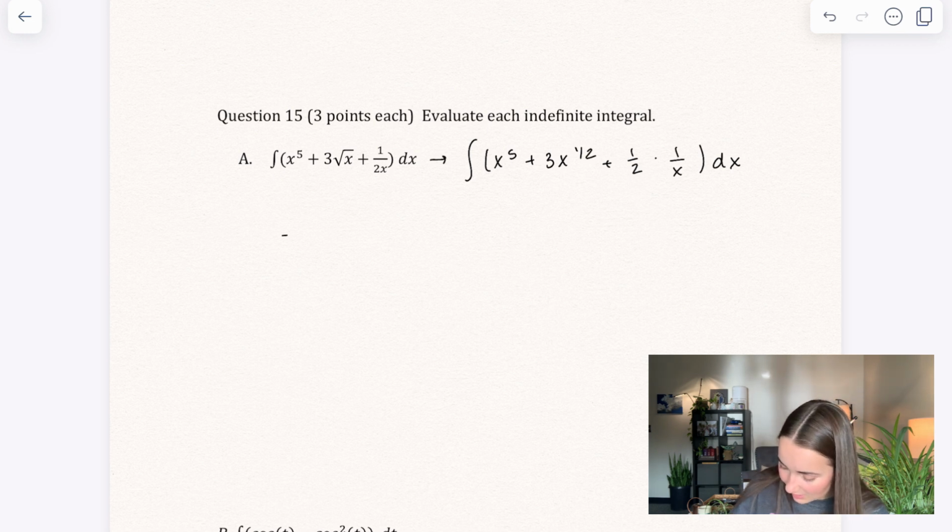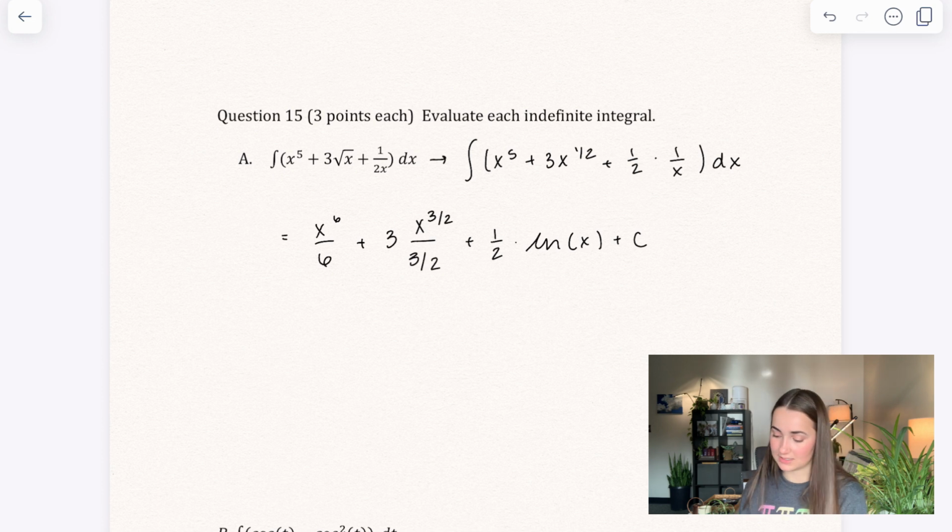So here, let's go ahead and take the antiderivative. So I add 1 to the exponent, divide by that new exponent. Do the same thing right there. And that scalar multiple hangs out, but that becomes the natural log of x. And don't forget some constant c.